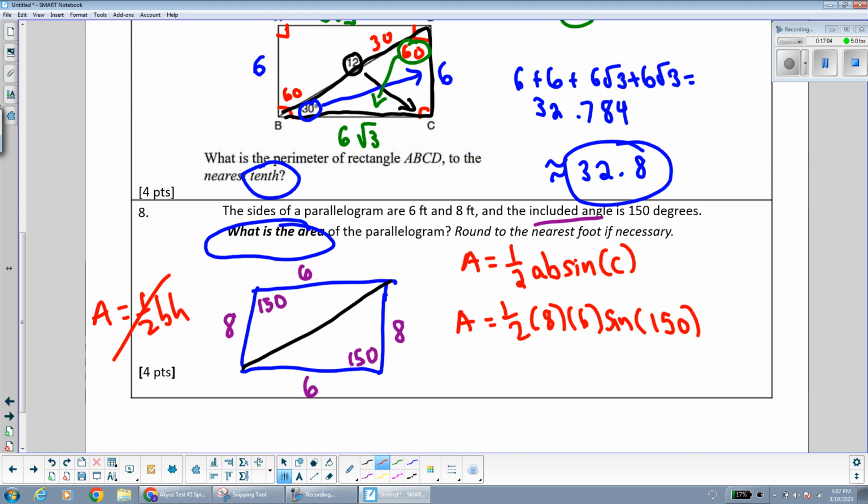Now, in my calculator, I'm just going to type this in, 1/2 times 8 times 6 times, oops, I messed up in my calculator. Let me try that again. 1/2, 6, 8, sine of 150. And I got 12 for the area. And remember, this is the area of a triangle formula, so that gave us the area of one of the triangles. So since there are two triangles, our area is 24 square feet. The units here are feet.